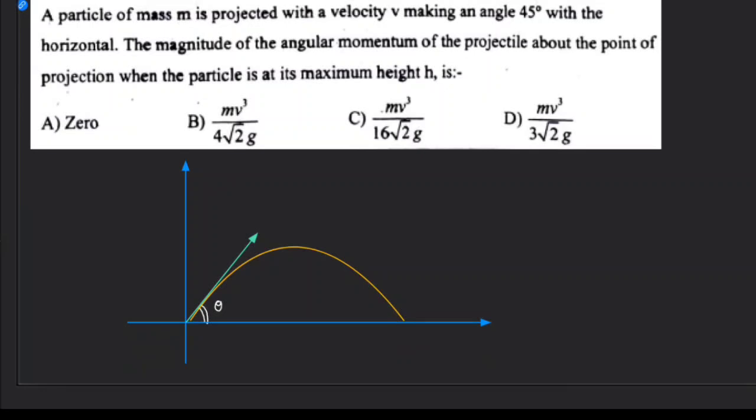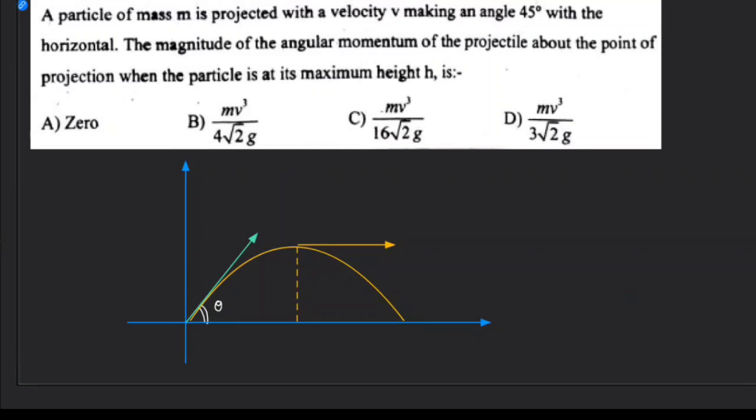Next one. This is from the two-dimensional motion of kinematics involving rotational motion, right? The question is, a particle of mass m is projected with a velocity v, making an angle of 45 with the horizontal. The magnitude of the angular momentum of the projectile about the point of projection when the particle is at maximum height, right? So let's say this is the maximum height here. This particle is here, that will have velocity like this, right?